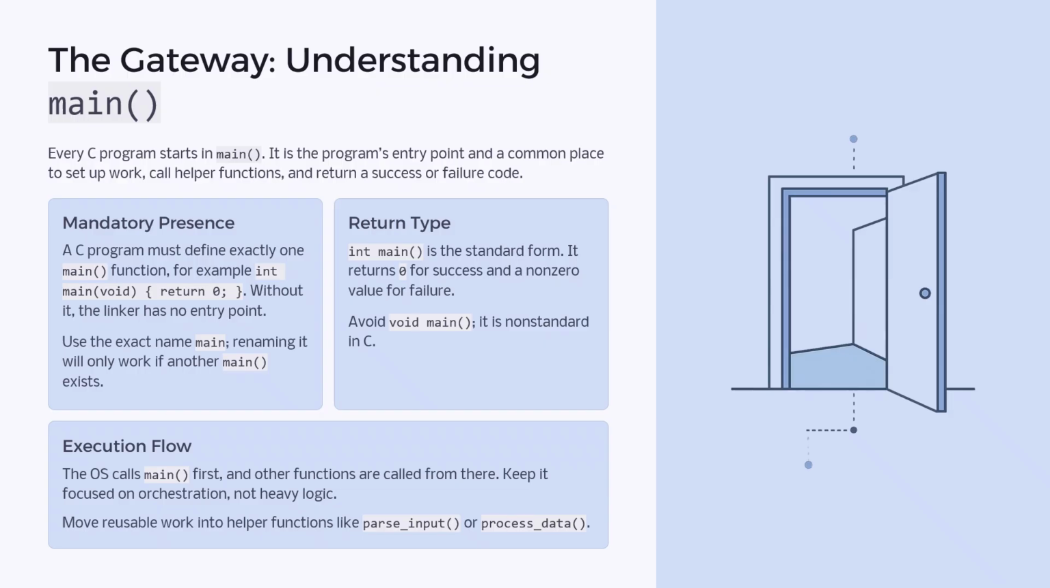Execution flow. The OS calls main first and other functions are called from there. Keep it focused on orchestration, not heavy logic. Move reusable work to helper functions like parse input or process data. So whenever we are starting the execution, we should make sure that the main function is light, like it should have minimal coding. If the main function has heavy coding, then the logic may not work properly. So if you have any reusable code, it is better to write it in functions rather than in the main function. The operating system directly executes the code from the main function.